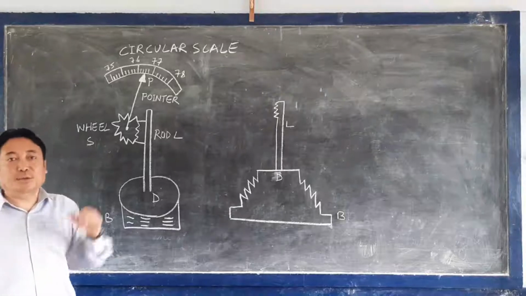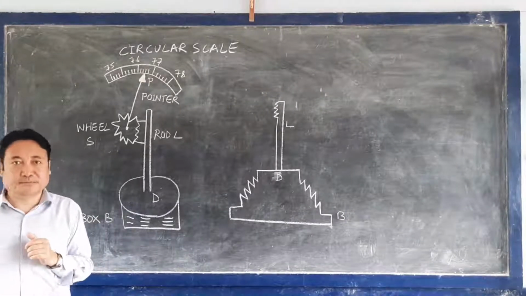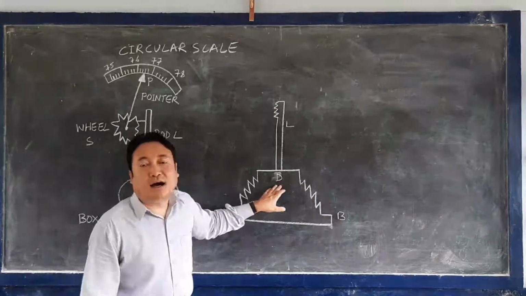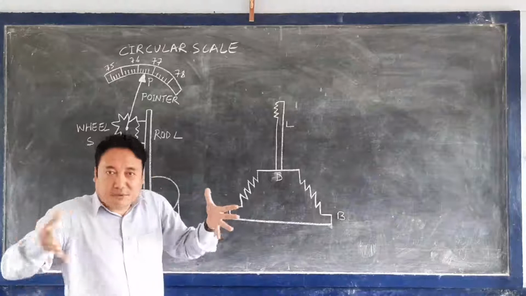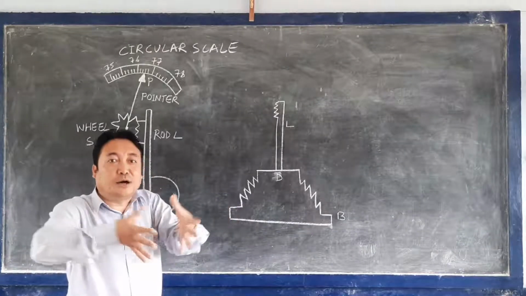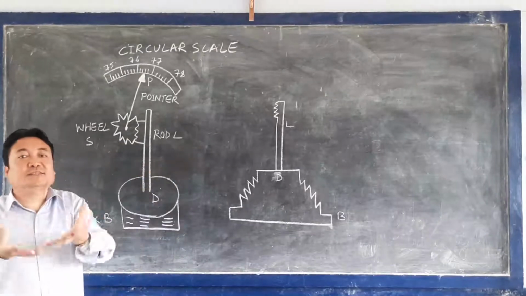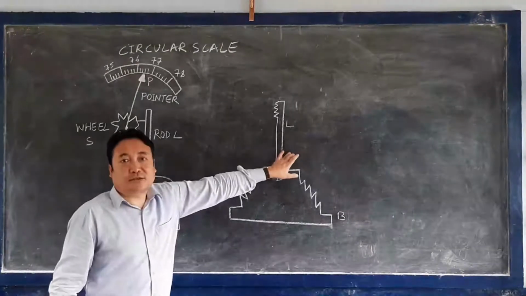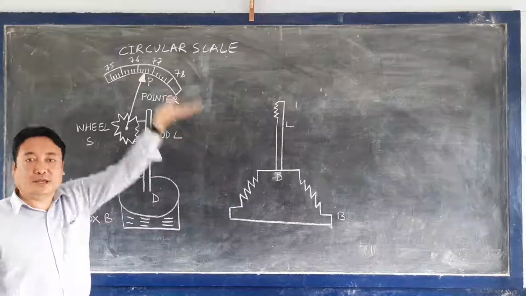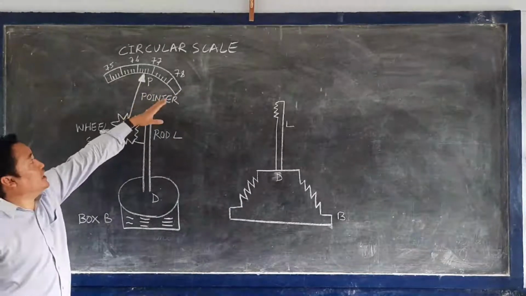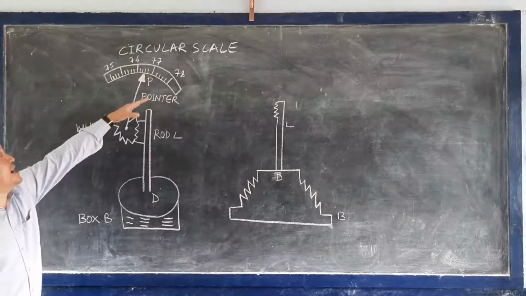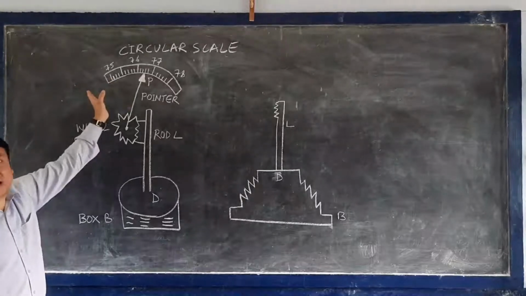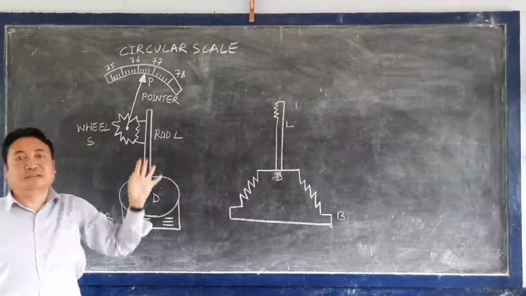The second point is, when the atmospheric pressure decreases, then again what will happen? This diaphragm bulges out. Before that it was compressed, pressed, now it bulges out, that means it comes out. This diaphragm D bulges out, and this rod L moves out. And when it moves out, this pointer will again move towards the left, that is, the anti-clockwise direction. And when it moves towards the left, the atmospheric pressure, you can find it.